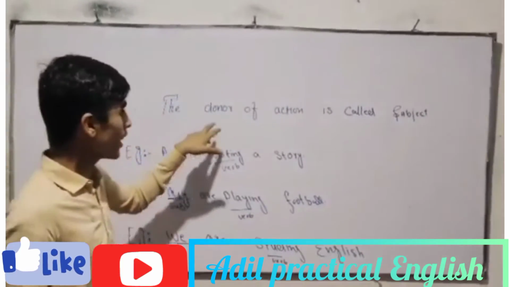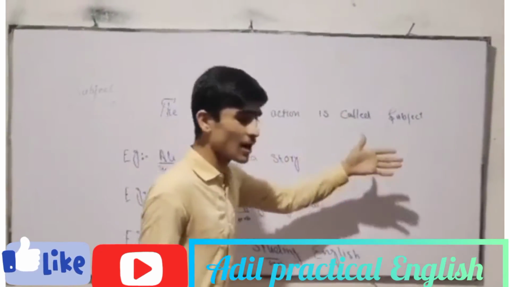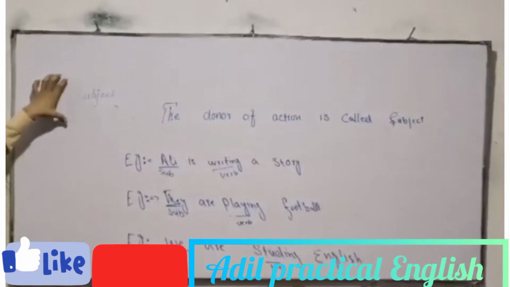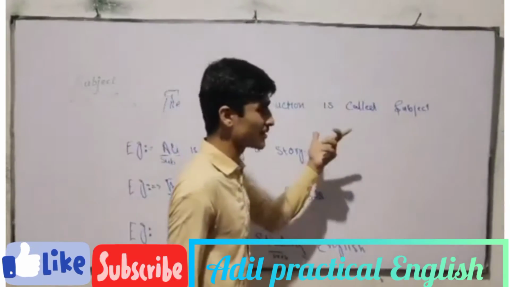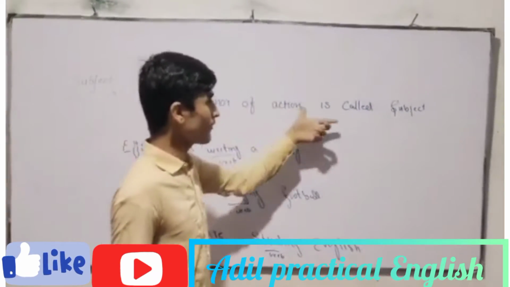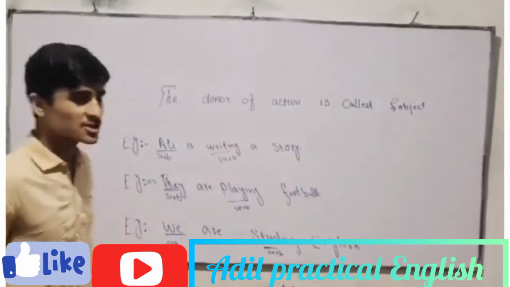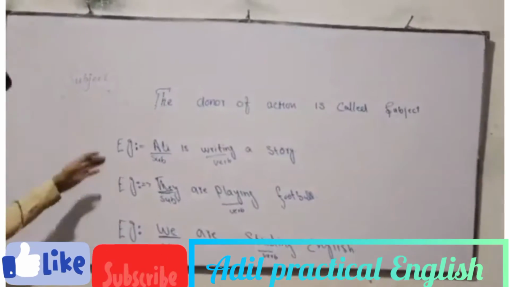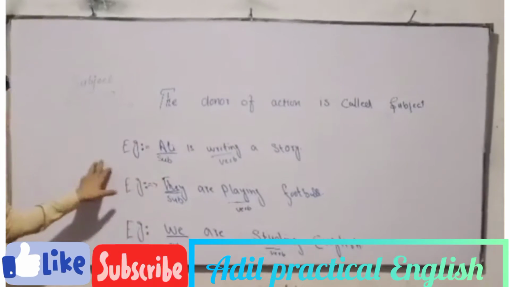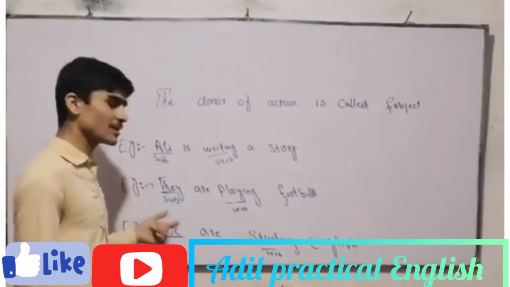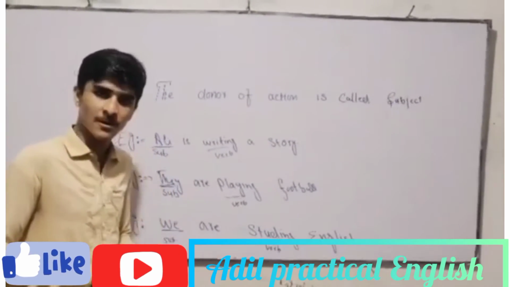So the doer of an action is called the subject. This was my subject definition: the doer of an action. The doer of an action is called the subject. Here we have a lot of examples of the subject, but I wrote in front of you only 3 examples.